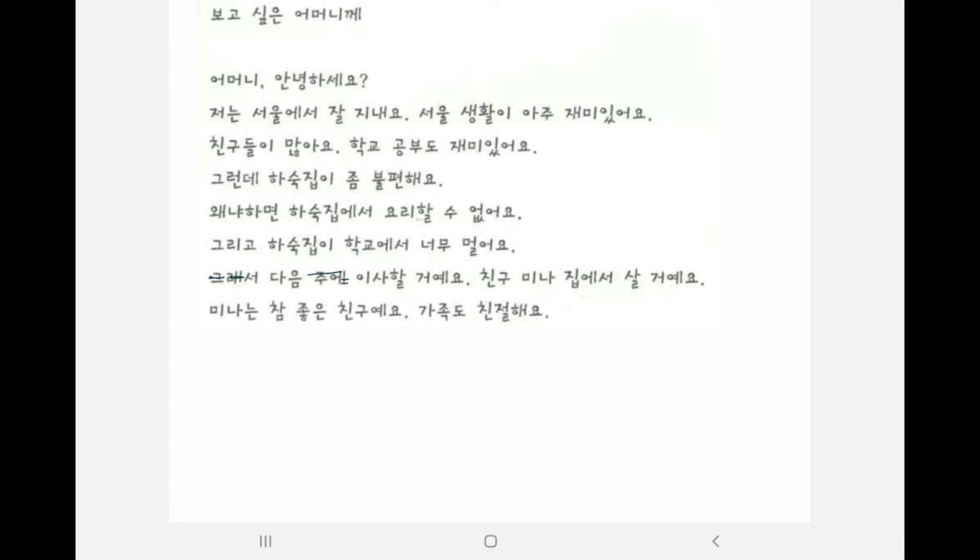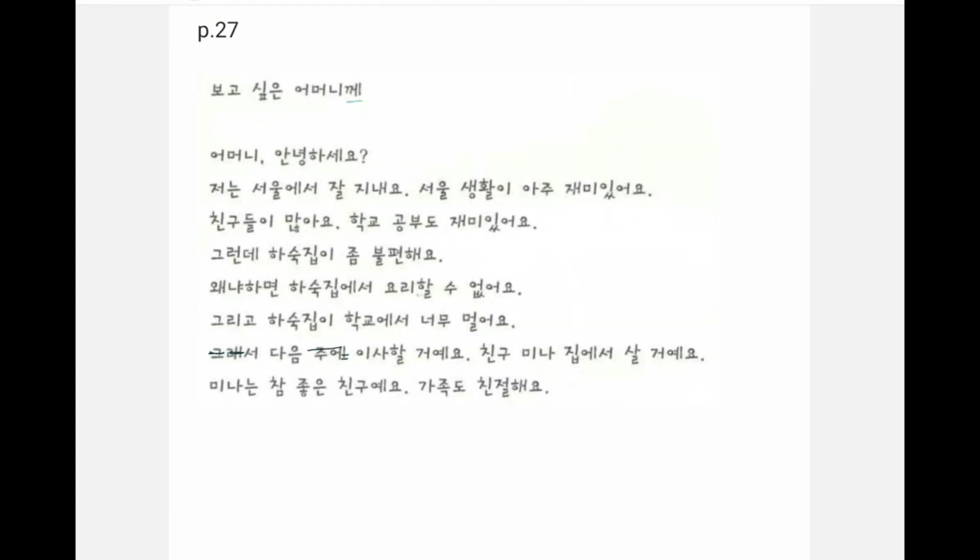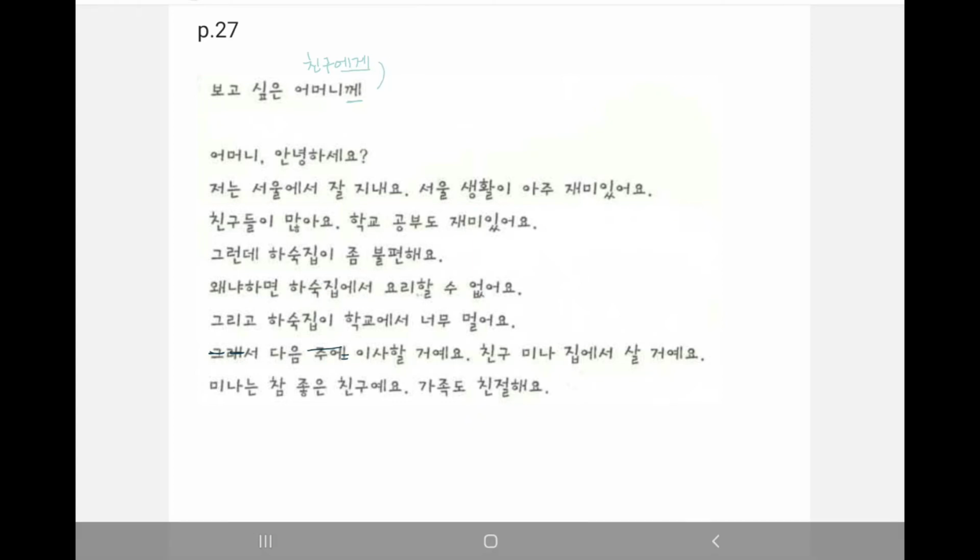자, let's practice. Okay. 보고 싶은 어머니께. This is how you write a letter in Korean. Or if you want to write to a friend, you can say 보고 싶은 친구에게, isn't it? 자, 친구에게. They are both indirect object markers, but 께 is the honorific form because we're talking to your mom.